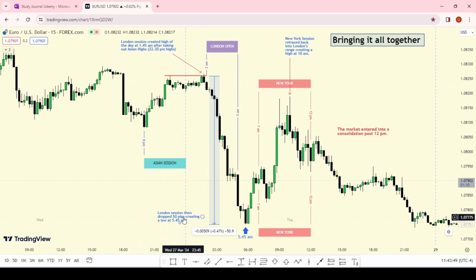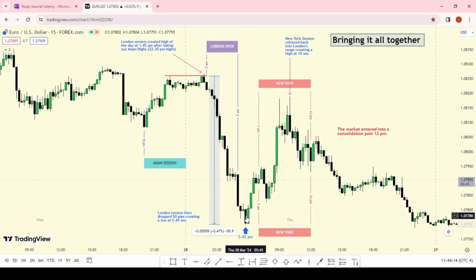After creating that high, the market in the London session then dropped 50 pips, creating a low at 5:45 a.m. The low I'm indicating is right there, the low of 5:45 a.m. That is the end of the London session. Any other observation you can make, just indicate it in your chart, but ensure that you remain neat. Anything you annotate should not be cluttered, so your chart should remain clean.